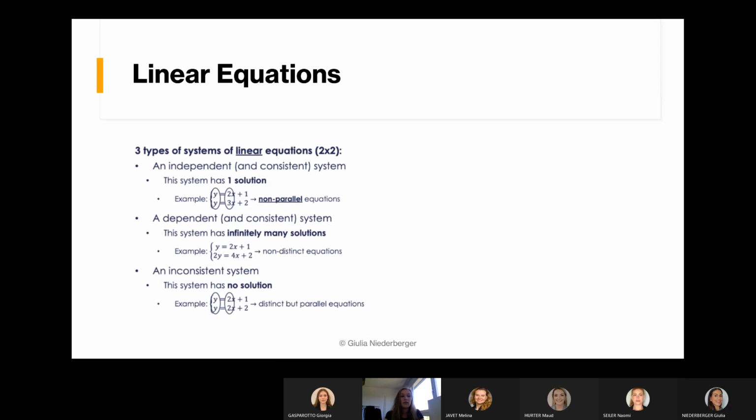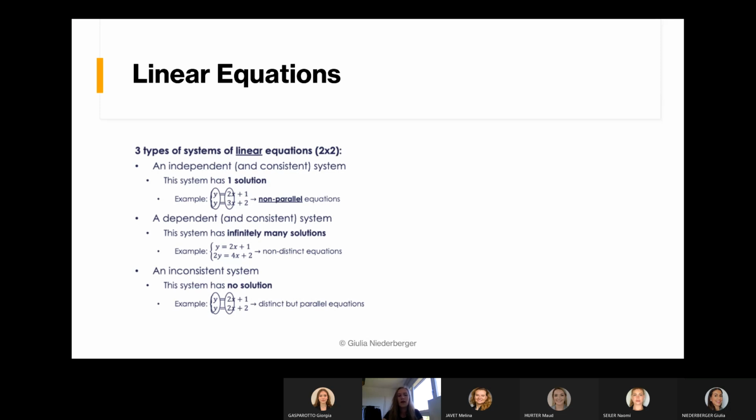Then to the types of linear equations. They can either have one solution, infinitely many solutions, or no solutions when you have 2 and want to find the intersection. I start with the infinitely many solutions because that's the same as non-distinct. Non-distinct basically means that it's the same line. If you have a graph, those 2 lines, those 2 functions will be on top of each other because it's the same function.